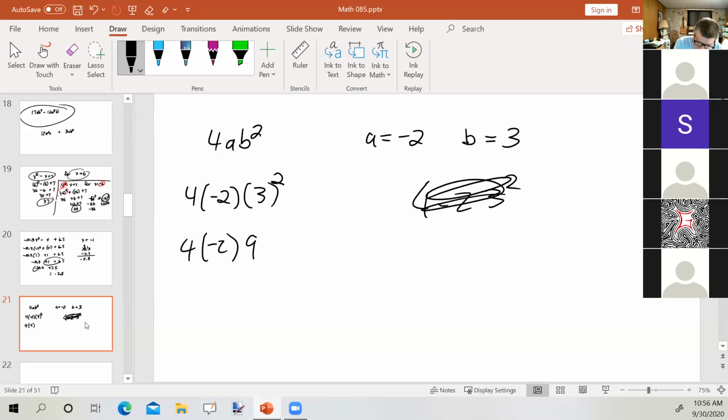Order of operations, you would do the exponent first. 3 times 3 is 9. Multiplication from left to right. 4 times negative 2 is negative 8. Negative 8 times 9 is negative 72. Any questions on that?